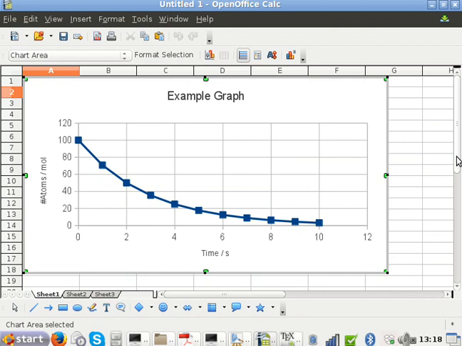Now I'd like you to copy this in your notebook. In the exam you will need to do this neatly on graph paper.